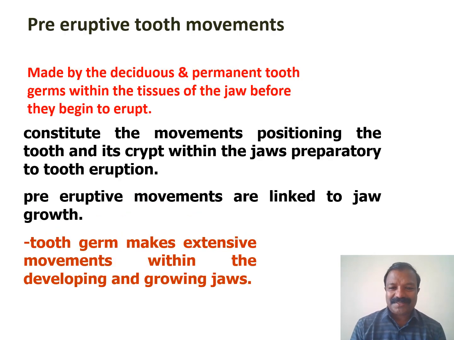Pre-eruptive tooth movements. This movement is made by deciduous and permanent tooth germs within the tissues of the jaw before they begin to erupt. It constitutes the movements positioning the tooth and its crypt within the jaws preparatory to tooth eruption. It is actually linked to the jaw growth. Here, tooth germ makes extensive movements within the developing and growing jaw bones.